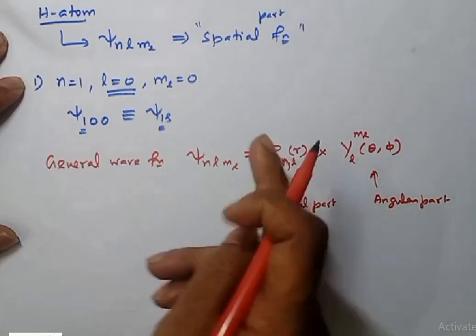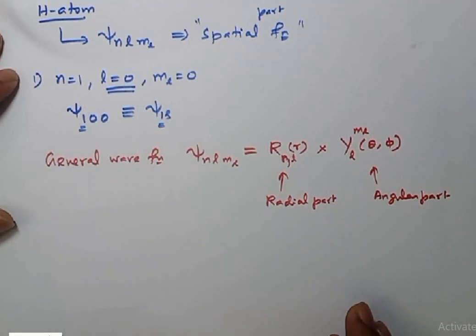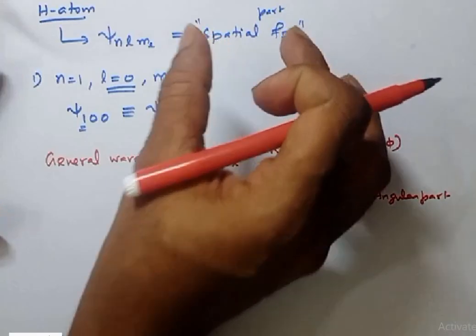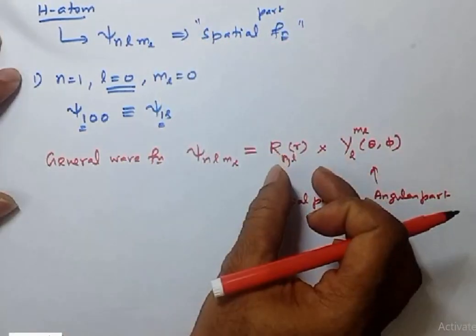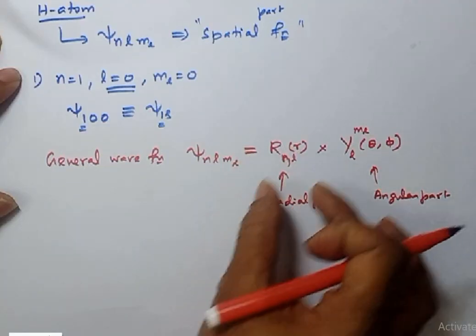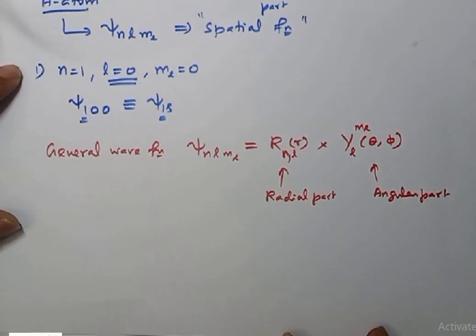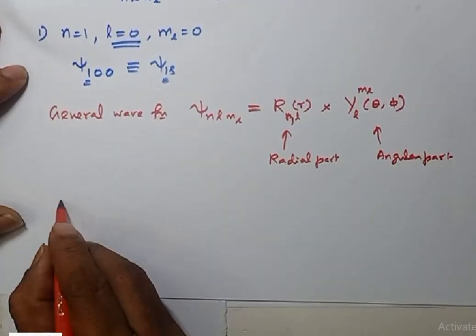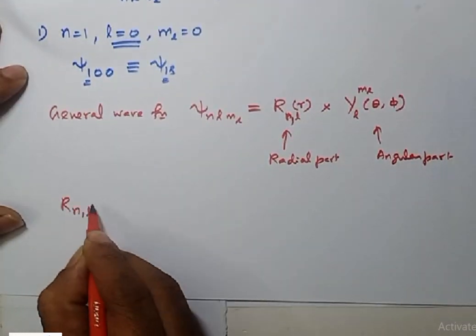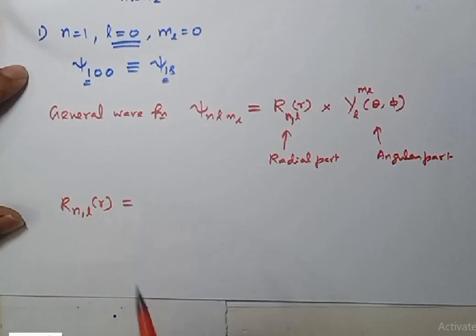Remember, I did not include spin here. Without spin, it is called the spatial part of the wave function. The spatial part is separated into two: one is called radial, the other one is called angular part. Listen, I am going to give you the general expression for the radial part, which depends on two quantum numbers, and can be given as follows.